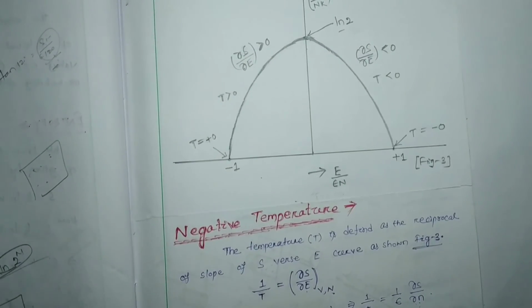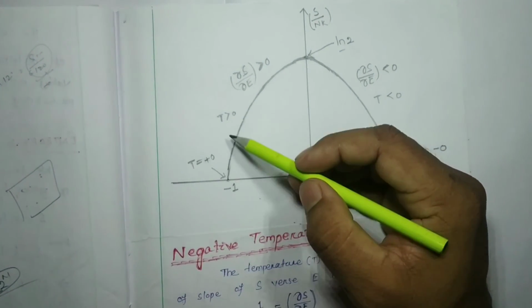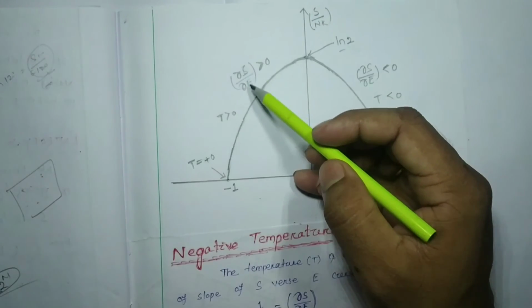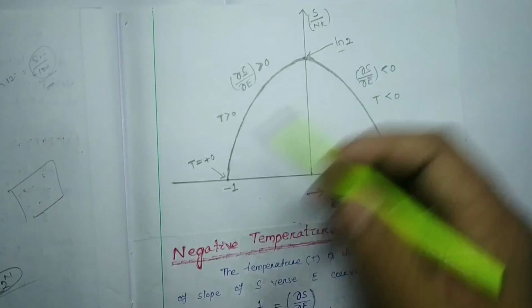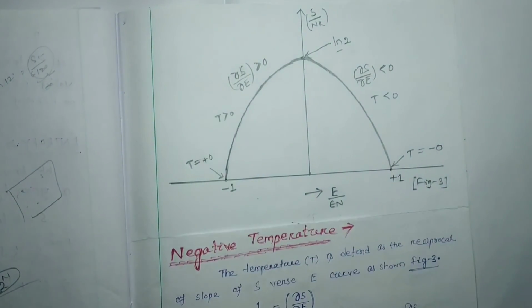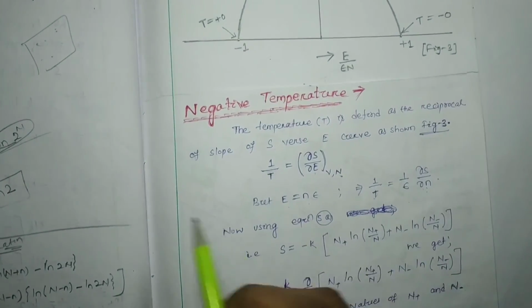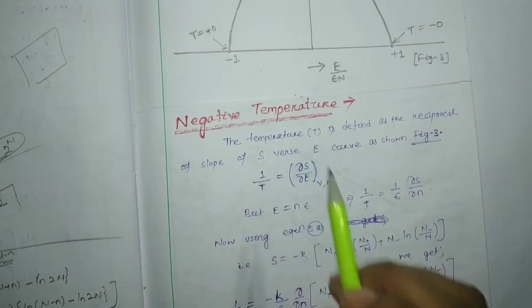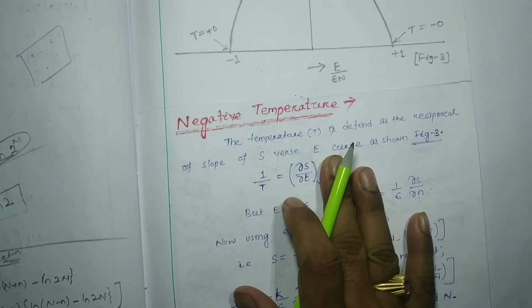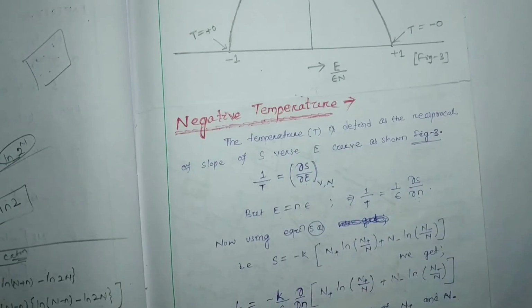Then the other parts of the graph, where T greater than 0, del S by del E greater than 0, all these things we are going to discuss in our next class in the topic of negative temperature. One of the most important topics, negative temperature, we are going to discuss in our next class.